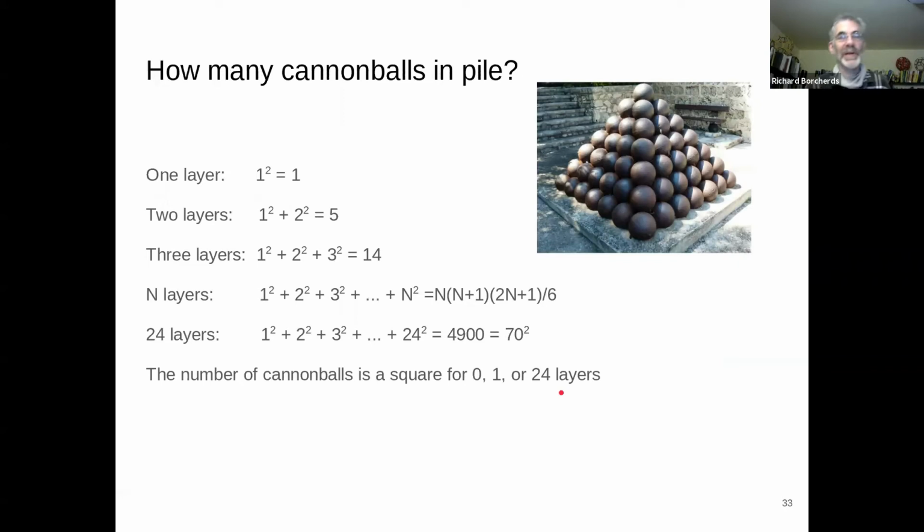So how do you construct the Leech lattice? Well, let's go back to this question: how many cannonballs are there in a pile? Well, the top layer has 1 cannonball, the next layer has 2 squared, the next layer has 3 squared, and so on. So the total number of cannonballs is 1 squared plus 2 squared up to n squared. And now you can ask the apparently silly question, can we find a pile of cannonballs like this such that the total number of cannonballs is a square? And apart from the trivial solution when there's only 0 or 1 cannonballs, there's only one solution. You have to have 24 layers, and there are 70 squared cannonballs.